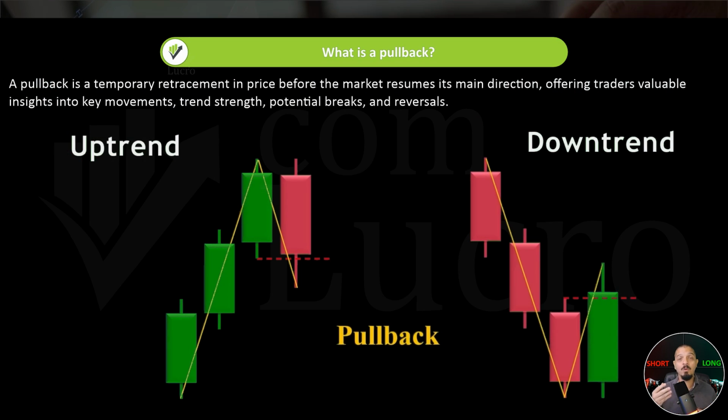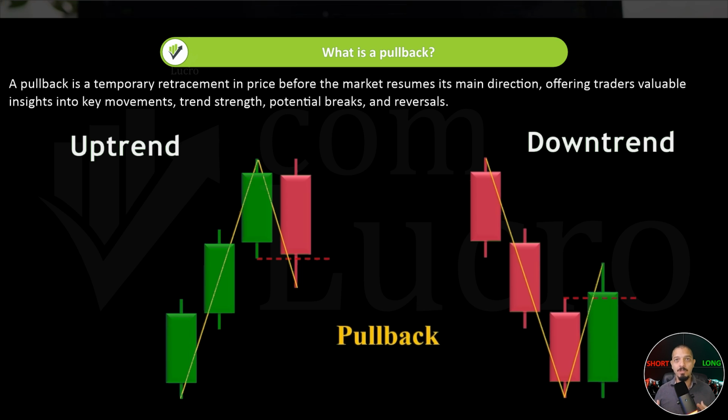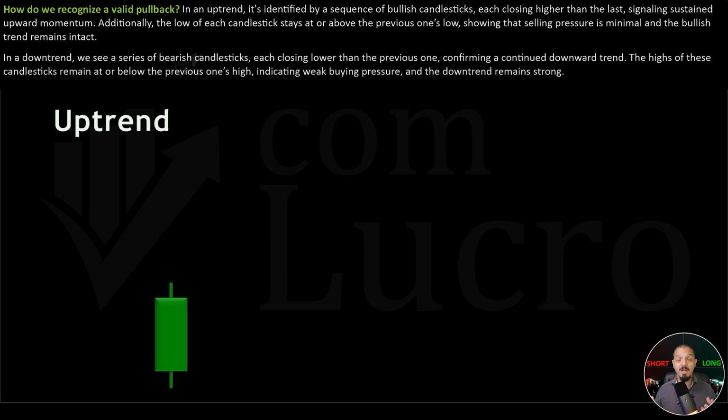Now, let's dive into pullbacks. A pullback is a temporary retracement in price before the market resumes its main direction, offering traders valuable insights into key movements, trend strength, potential breaks, and reversals. So, how do we recognize a valid pullback? A pullback is based on candlestick formations.